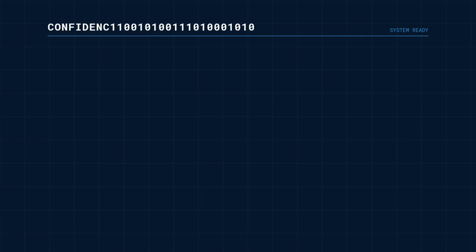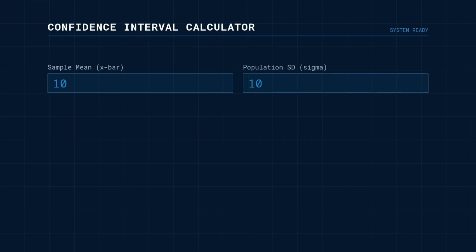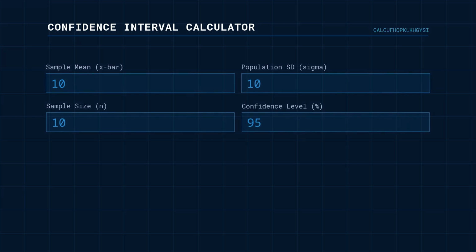Let's work through an example. I'll enter sample mean equals 10, population standard deviation equals 10, sample size equals 10, and confidence level equals 95%.